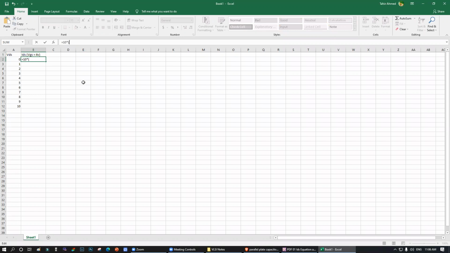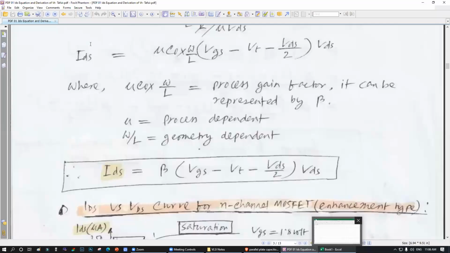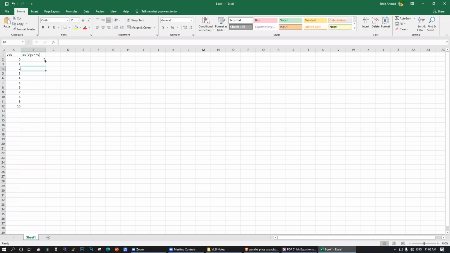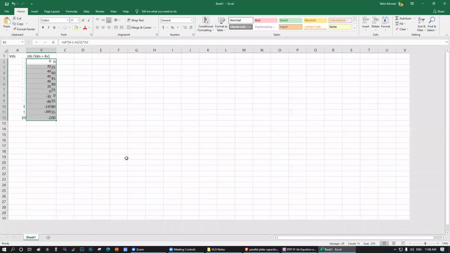VGS means what? VGS is equal to minus 1, VT is equal to 1, minus VDS by 2. VDS means this column, that means A2. Divided by 2. The equation was VGS minus VT, minus VDS by 2, into A2. It is our VDS, right? So this becomes 0. So if I use the alter, this is what you got.